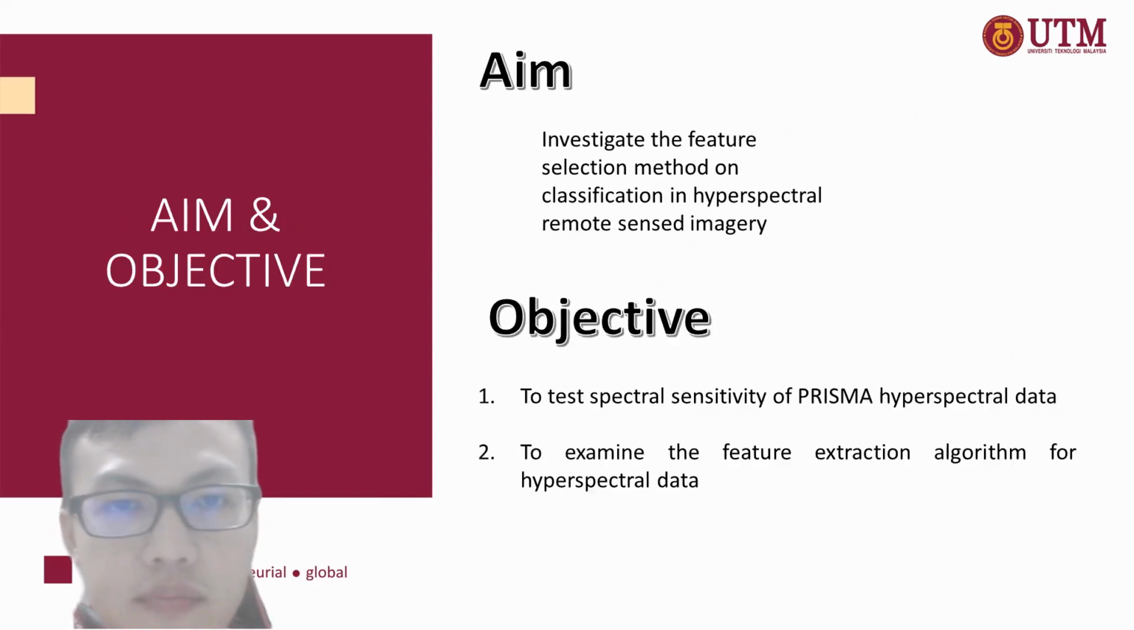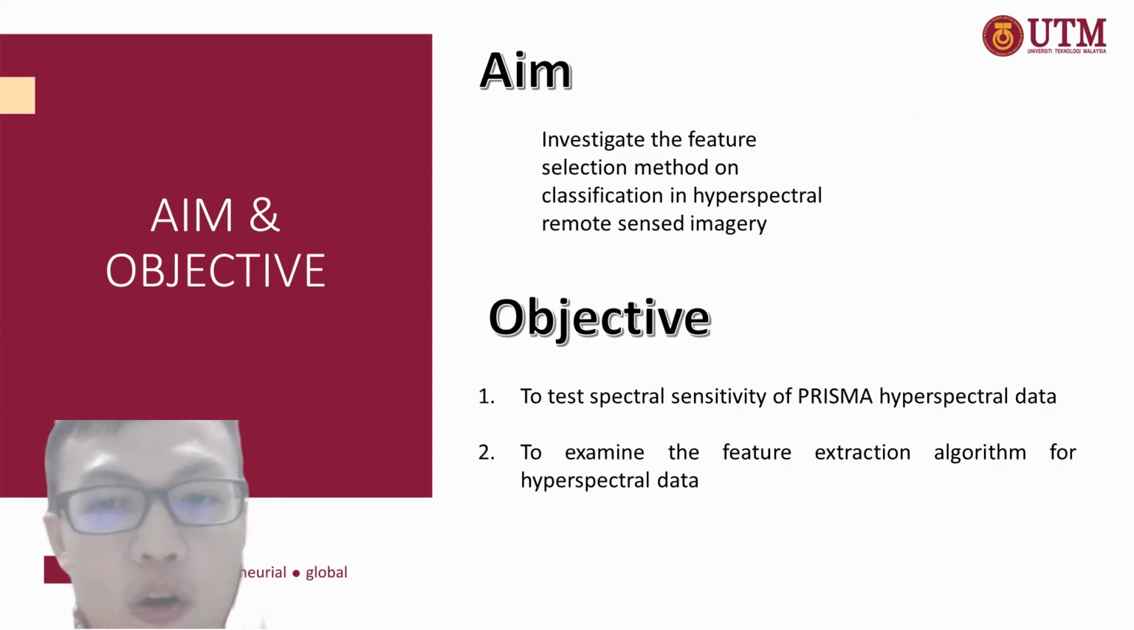Next, therefore, I have an aim and objective in this research. My aim is to investigate the feature selection method on classification in hyperspectral remote sensing imagery. And I have two objectives. The first objective is to test the spectral sensitivity of PRISMA hyperspectral data. And the second is to examine the feature extraction algorithm for hyperspectral data.